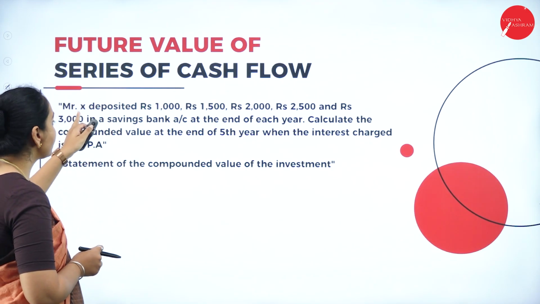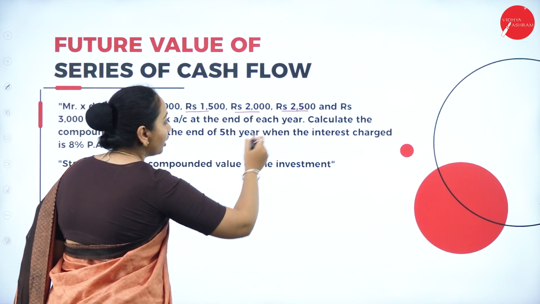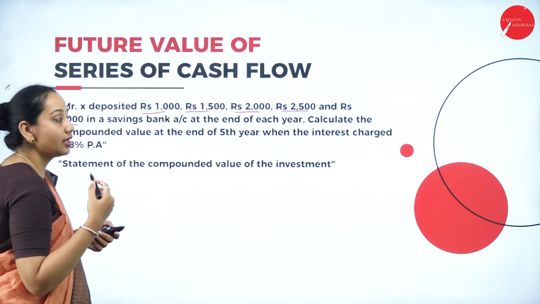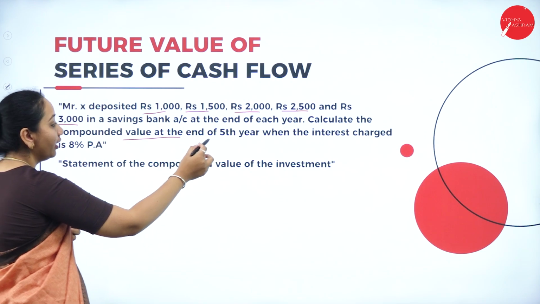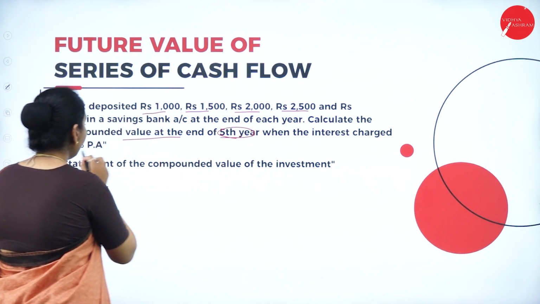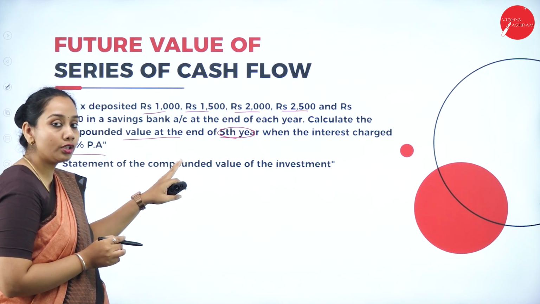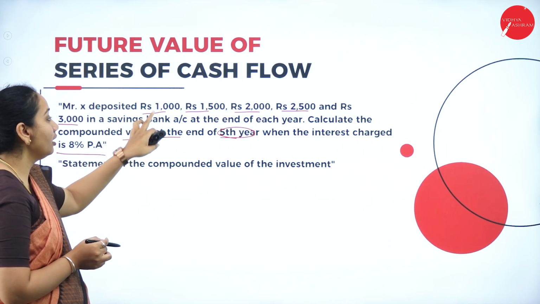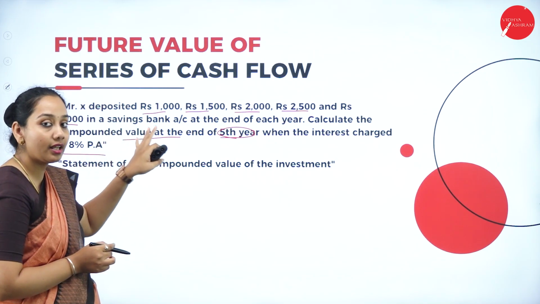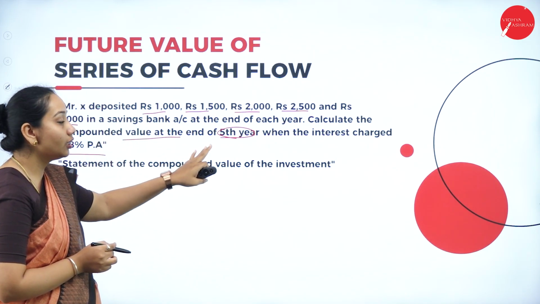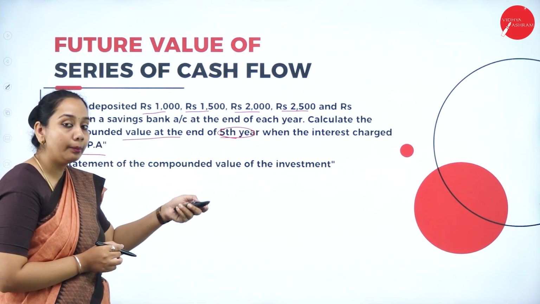So first question. Mr. X deposits rupees 1,000, 1,500, 2,000, 2,500 and 3,000 in a savings bank account at the end of each year. Calculate the compounded value at the end of the 5th year when the interest is being charged at 8% per annum. So we need to calculate the future value if the person has invested 1,000, 1,500, 2,000, 2,500 and 3,000 into a savings bank account for a period of 5 years, and how much future value we are going to get at the end of the maturity period.